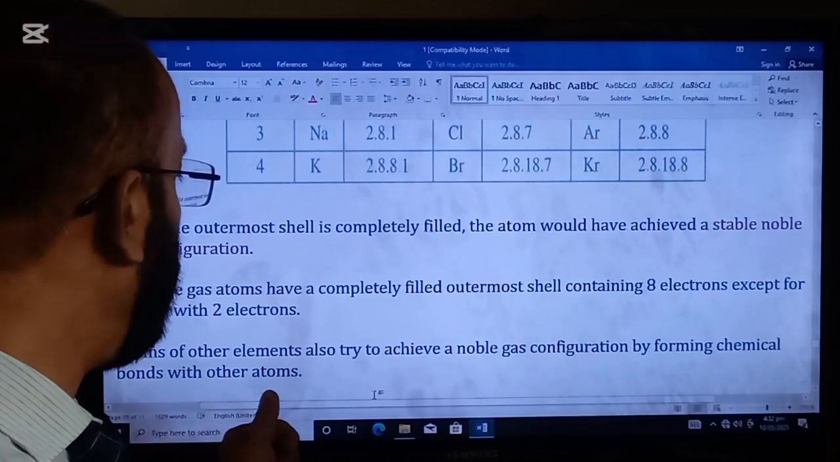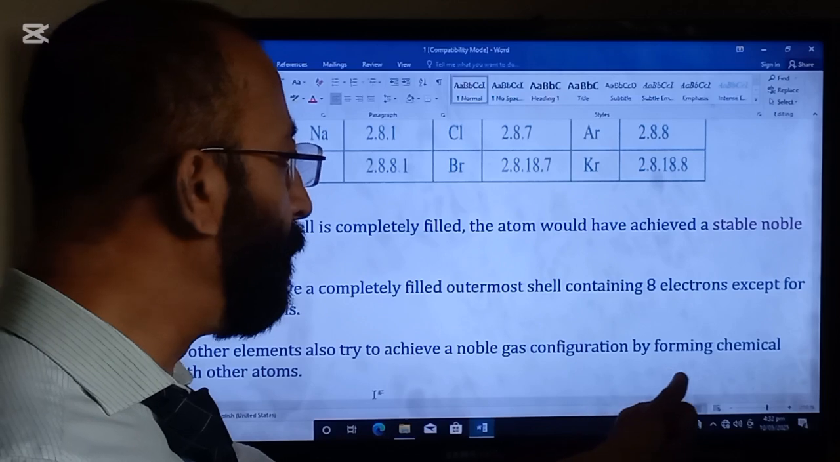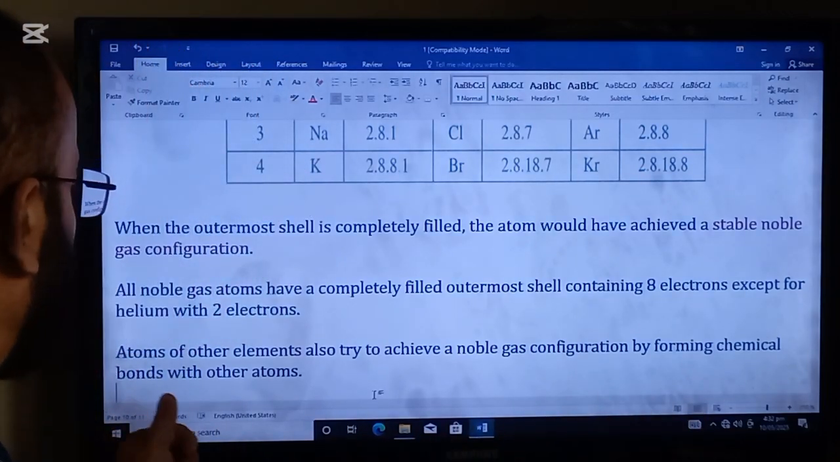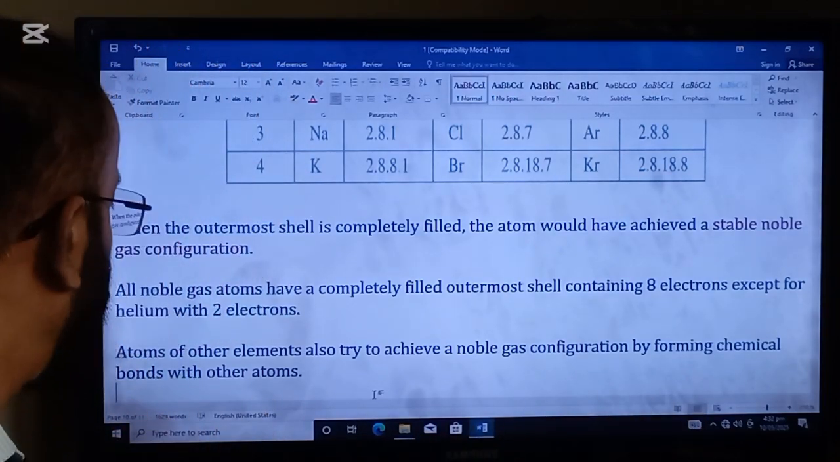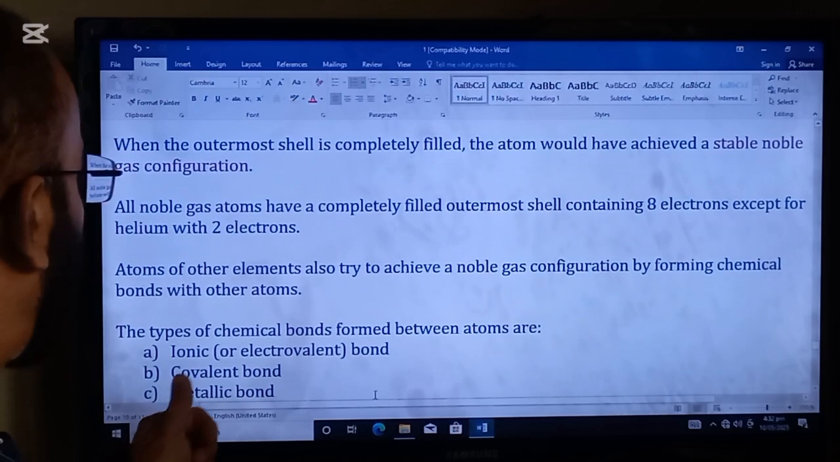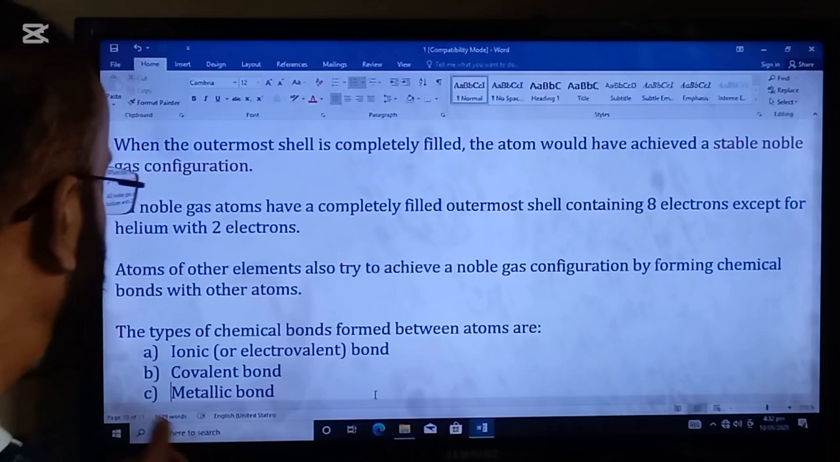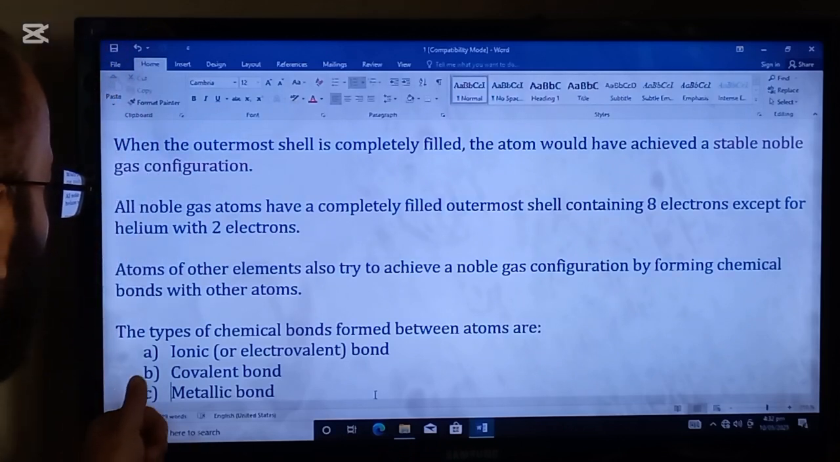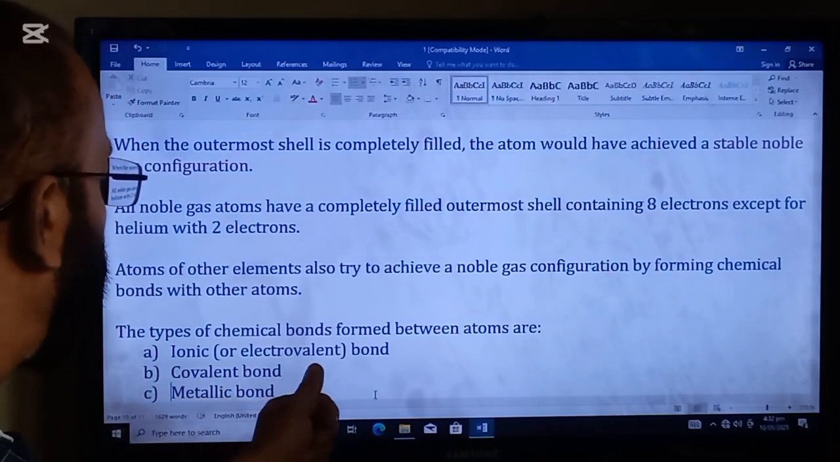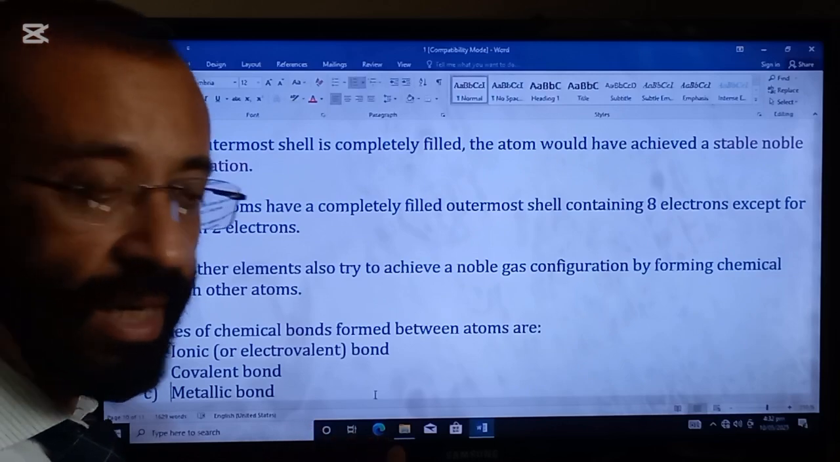Atoms of the other elements also try to achieve a noble gas configuration by forming chemical bonds with other atoms. The types of chemical bonds formed between atoms are: number 1, ionic or electrovalent bond; second, covalent bond; third, metallic bonds.